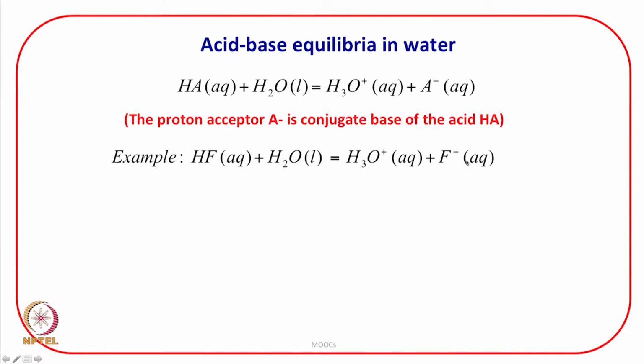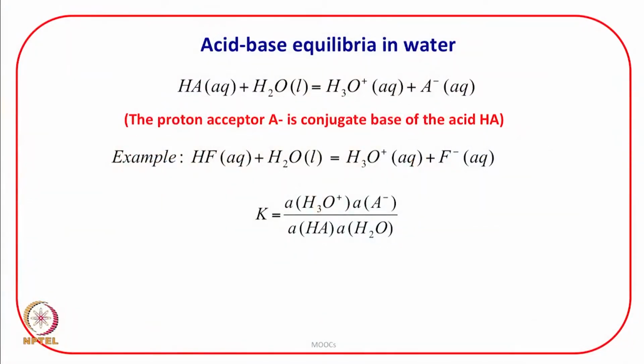Now, we have thoroughly discussed in previous lectures how to write an expression for equilibrium constant. We will apply that concept over here and write an expression for equilibrium constant. How do we write equilibrium constant? Equilibrium constant is equal to the product of activities of the products raised to the power of their stoichiometric numbers divided by the product of the activities of the reactants raised to the power of their stoichiometric numbers.